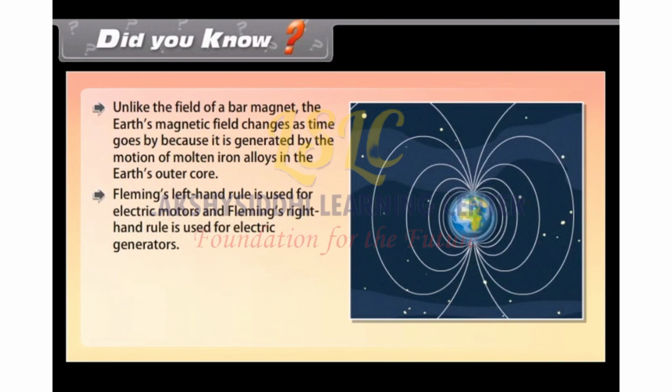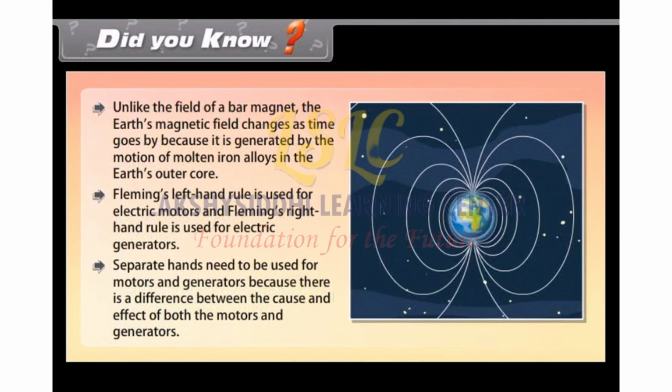Fleming's left-hand rule is used for electric motors and Fleming's right-hand rule is used for electric generators. Separate hands need to be used for motors and generators because there is a difference between the cause and effect of both the motors and generators.